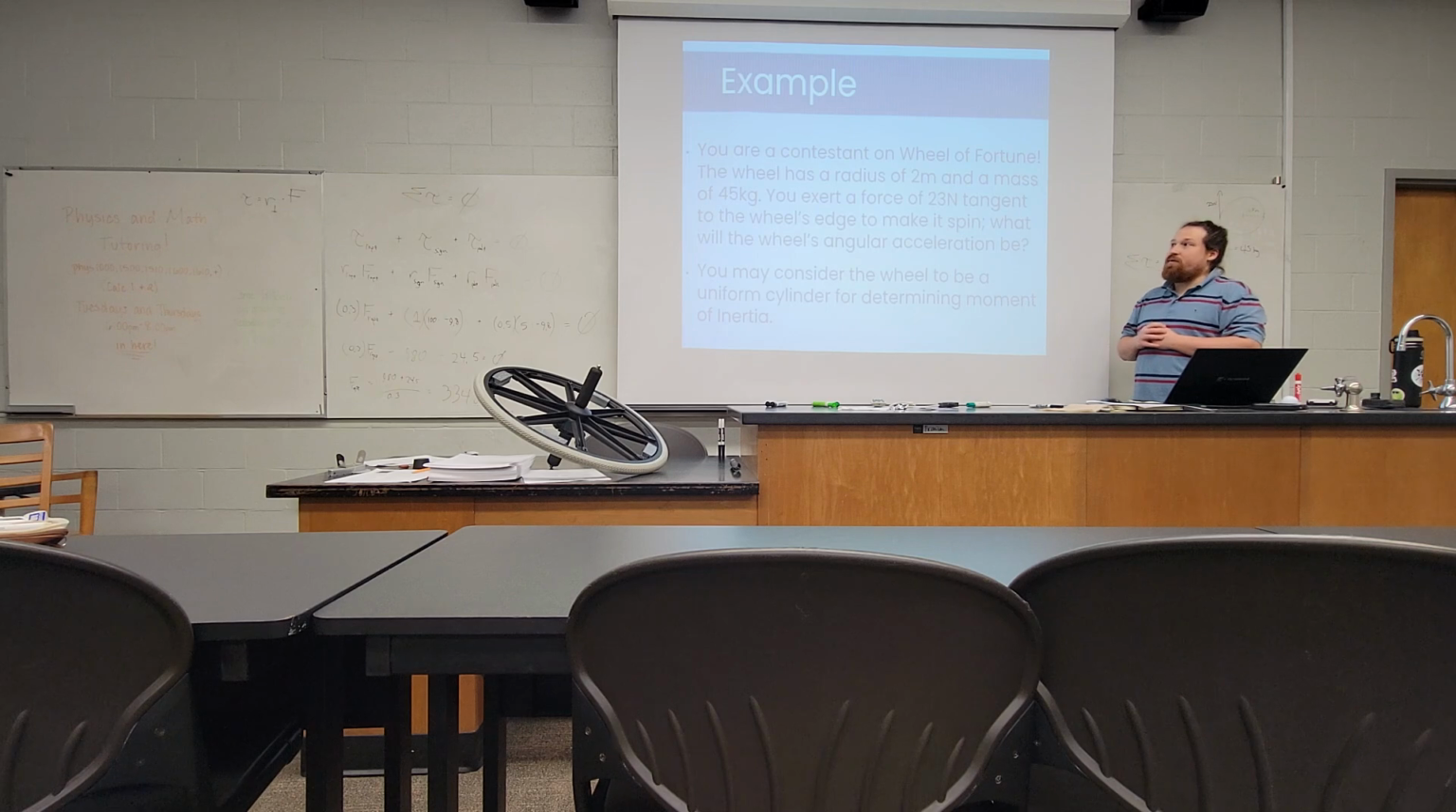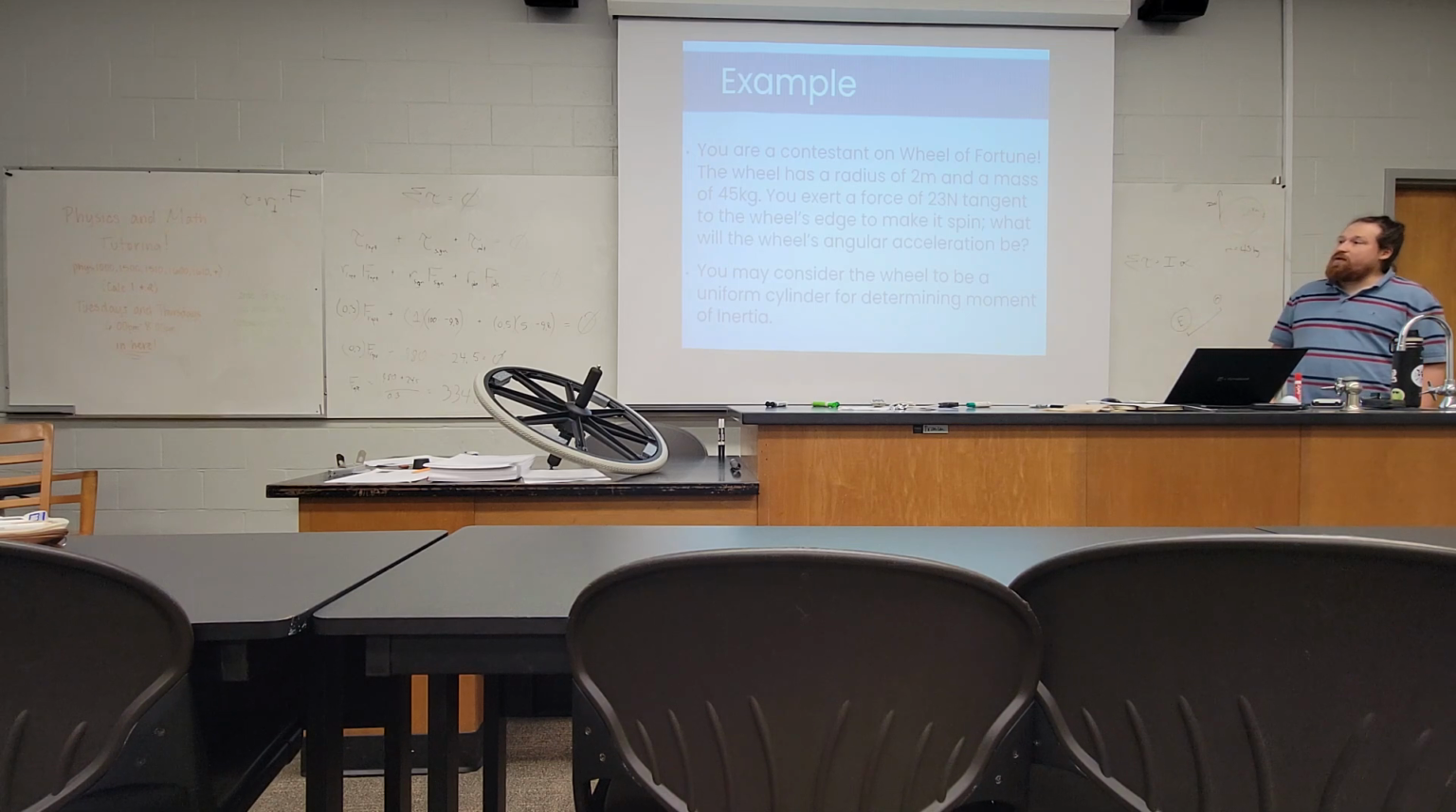All right. Well, let's do a little bit of practice. Let's actually spin the wheel of fortune. We're going to consider it to be a uniform cylinder, because that's technically what a disc is. It's just a really thin cylinder. The wheel has a radius of 1.5 meters, a mass of 45 kilograms, and you, standing at the edge of the wheel, are going to grab it and exert a force of 23 newtons tangent to its edge, which means perpendicularly to its radius.